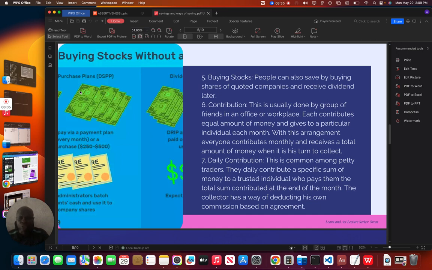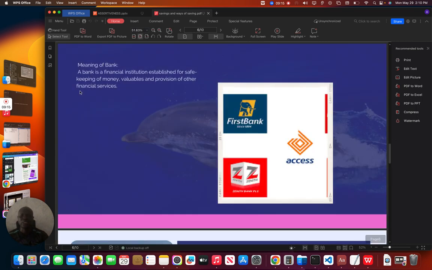We also have daily contribution. Daily contribution is common among petty traders. They daily contribute a specific sum of money to a trusted individual who pays them the total sum contributed at the end of the month. The collector has a way of deducting his own commission based on agreements. So for instance, maybe you agree to pay 1,000 naira every day. So that collector will take the first 1,000, and at the end of the month, the collector will return 30 to that person. So these are ways that we save money today.